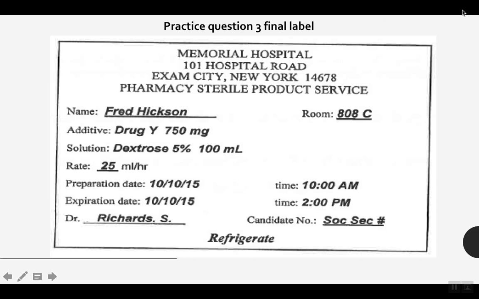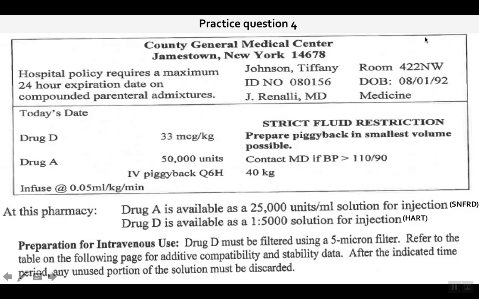And this is the label here. So question number 4, we have 2 drugs here, drug D, drug A. Okay, don't get tricked, right? Don't let your eye fool you. Drug A is the second one, not the first one. So pay attention, please. And here's the dose of each one. This is the infusion rate here. The patient is 40 kilos, so we could find the answer here for the infusion rate.